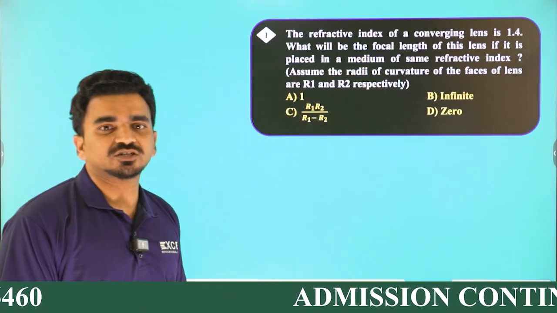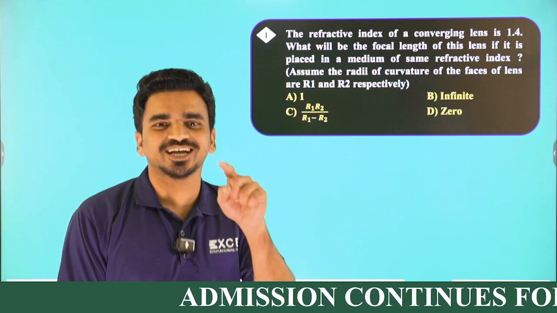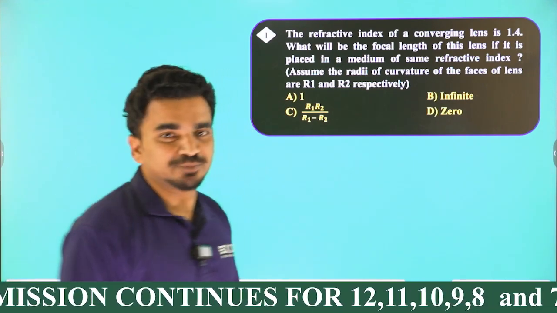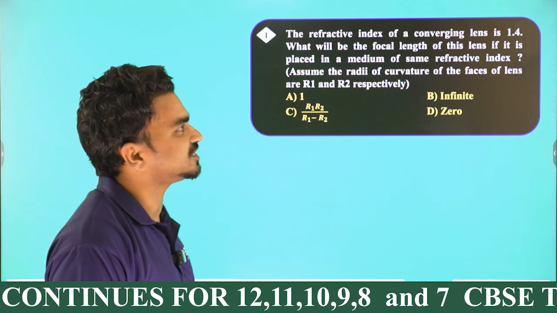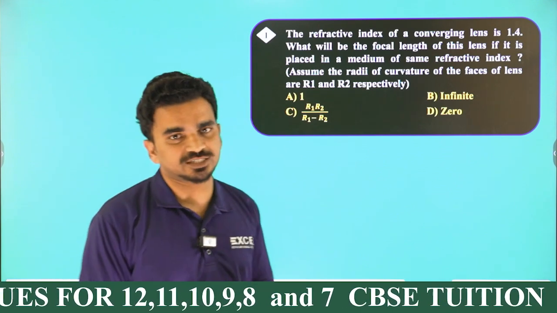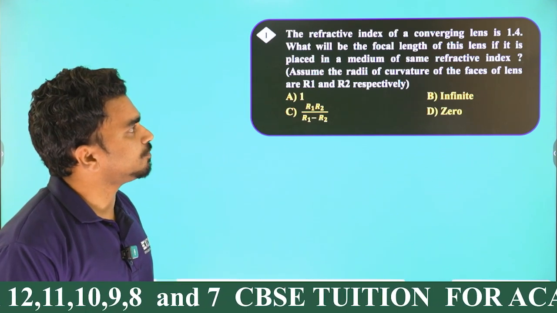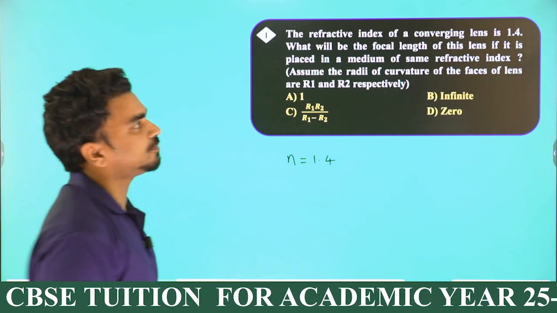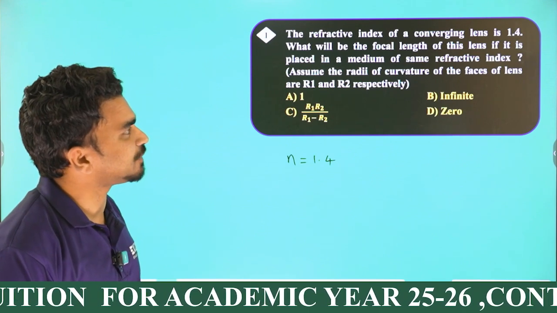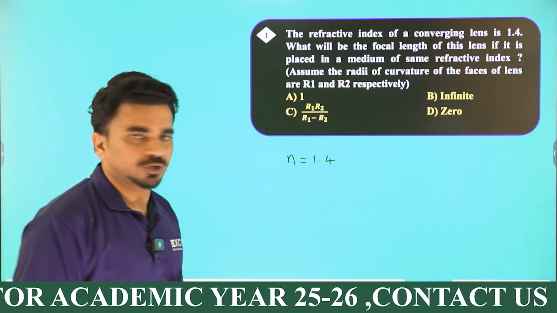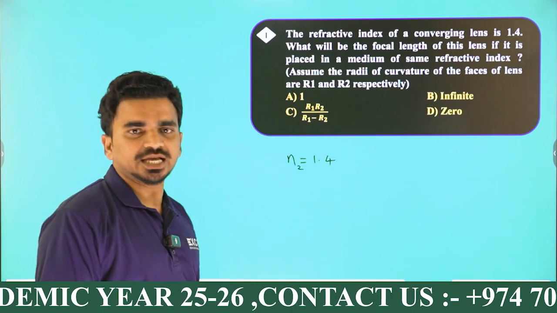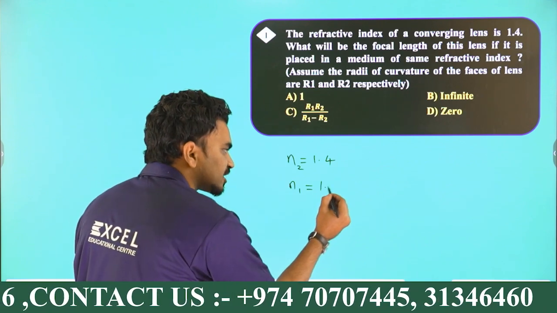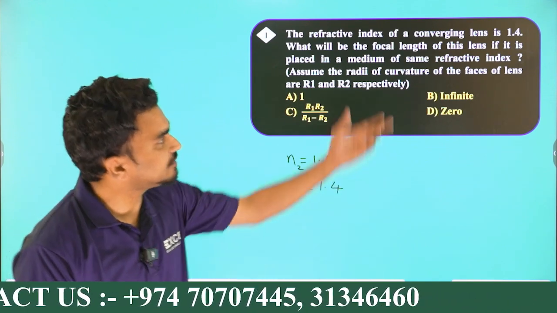Now let's do a couple of questions related to this. Let's come to the first question. Can you pause the video and try to figure it out yourself? The refractive index of a converging lens, that is a convex lens, is 1.4. What will be the focal length of this lens if it is placed in a medium of the same refractive index? The lens refractive index is represented by N2, and the surrounding refractive index by N1, which is also 1.4. It is given as the same.